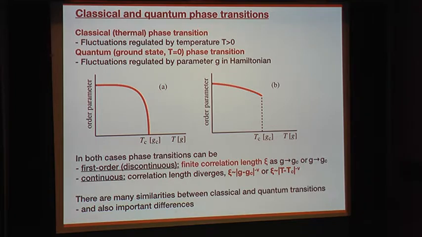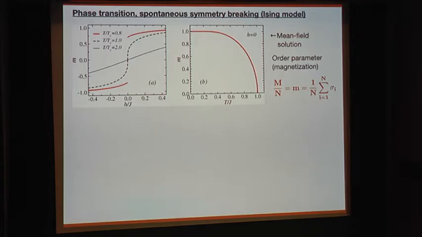This kind of picture already indicates that maybe there are similarities between the quantum and classical transitions. There are many similarities, and there are some differences as well. So let's look at a simple case. Let's look at the Ising model.